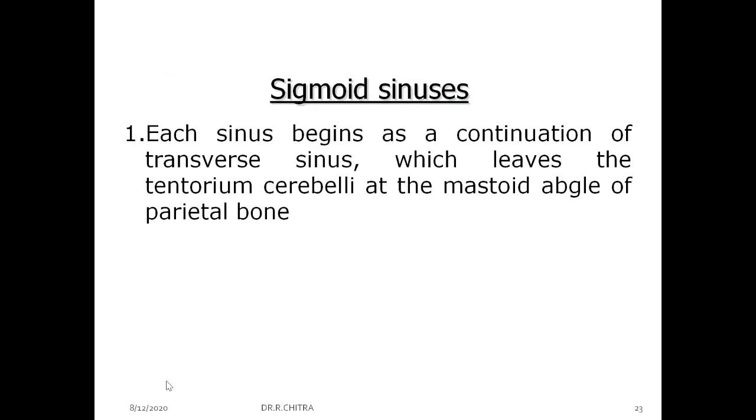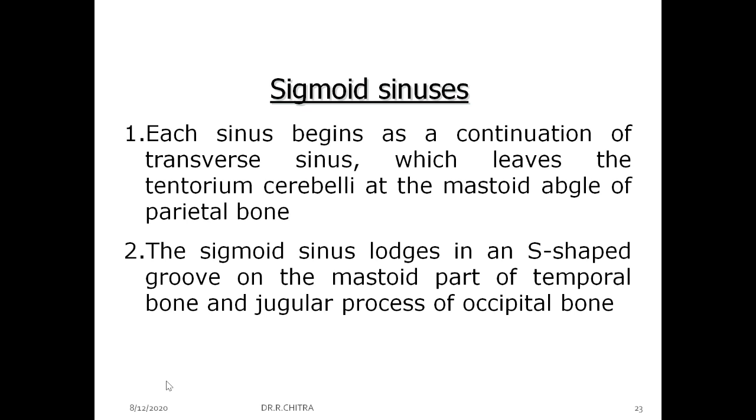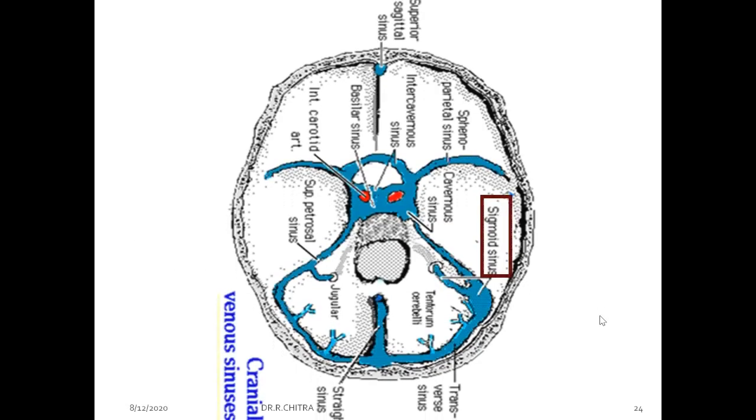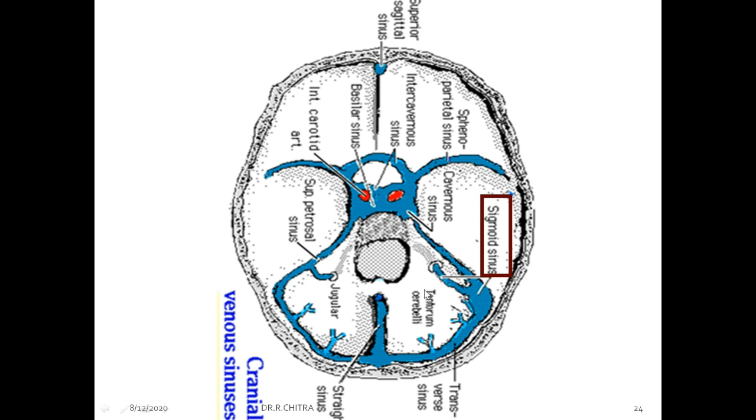So what are sigmoid sinuses? Sigmoid is S-shaped, begins as the continuation of transverse sinus, so that it receives from the mastoid angle of the parietal bone. It lodges in the S-shaped groove on the mastoid part of the temporal bone and jugular process of the occipital bone. So that is the situation. So it is present in two bones: the mastoid part of temporal bone and jugular process of the occipital bone. So this is the sigmoid sinus situation, present in the two bones, mastoid and the occipital.